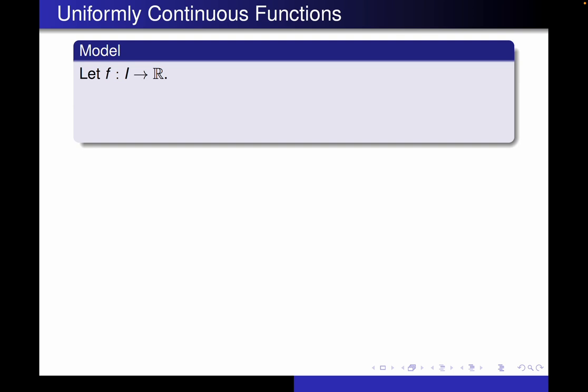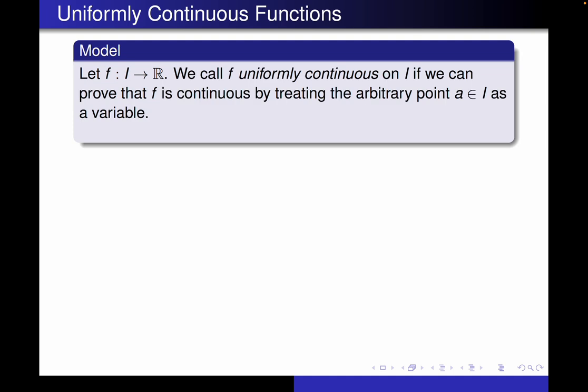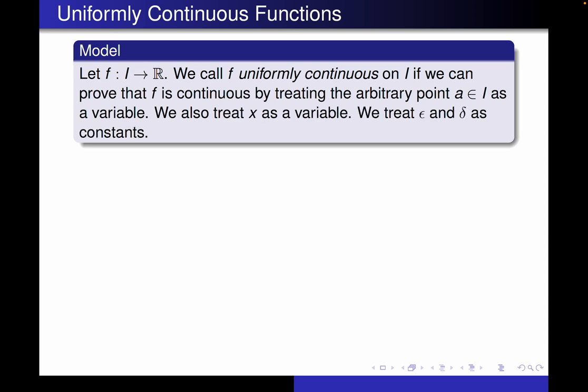So our model for being uniformly continuous is going to be: let f be a function from an interval I to R. We call f uniformly continuous on I if we can prove that f is continuous by treating the point a in I as a variable. And of course we also treat x as a variable. We're not going to make any changes to that one. So the only unknowns we treat as constants are going to be epsilon and delta.